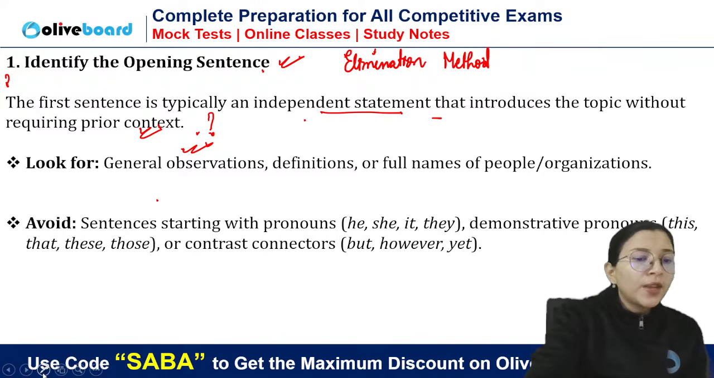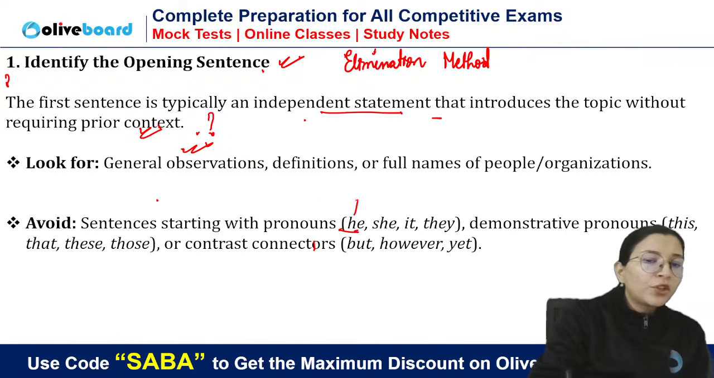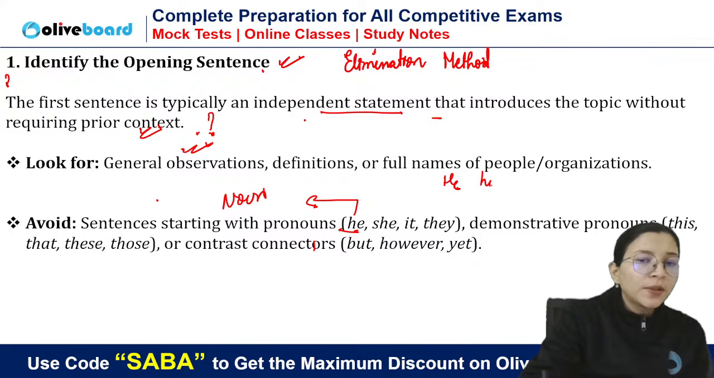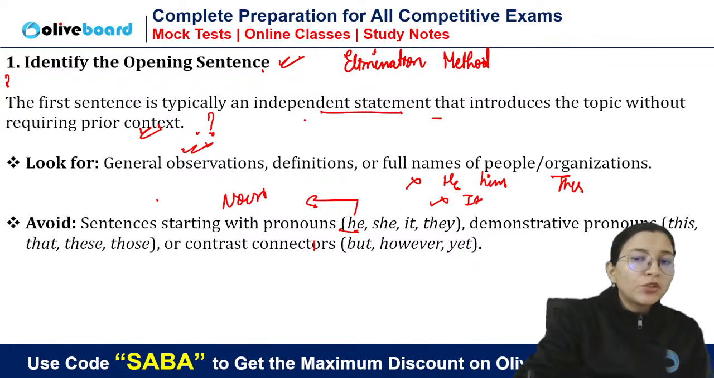Elimination method means if there is a pronoun. See, you know that a pronoun always refers to a noun. He means it will refer to a certain noun. She means it will refer to a certain noun. So it means the moment you see a sentence in which he is there, him is there, you will eliminate that. If it is there, you will eliminate that. If this is there, this refers to a certain noun, you will eliminate that.